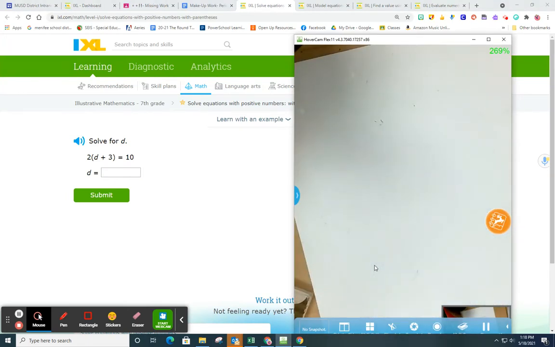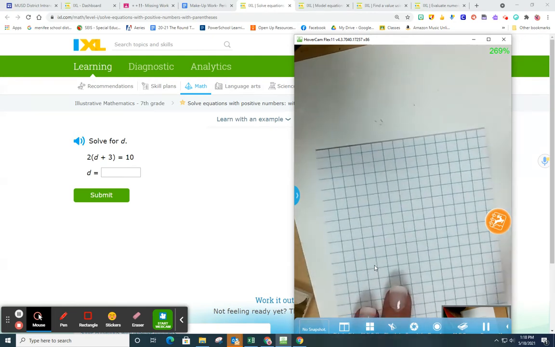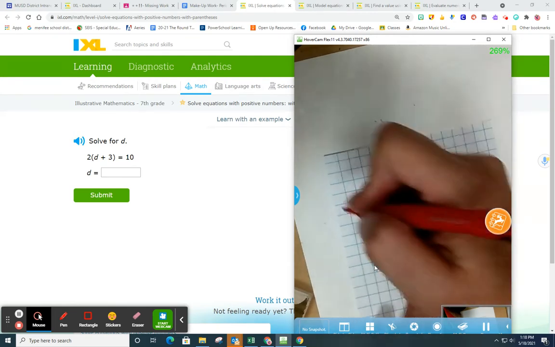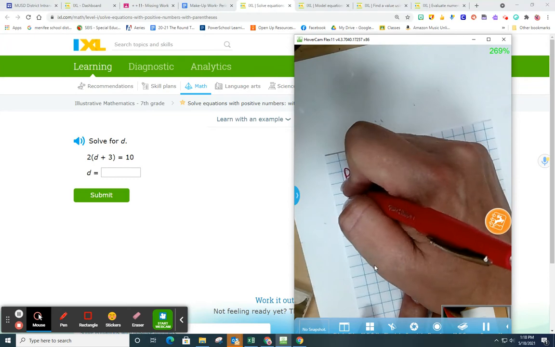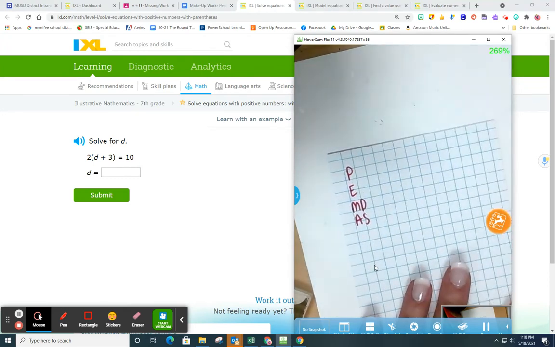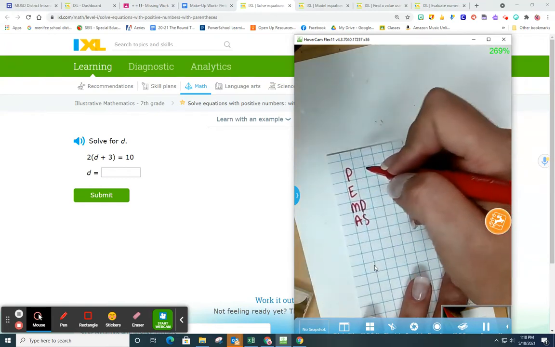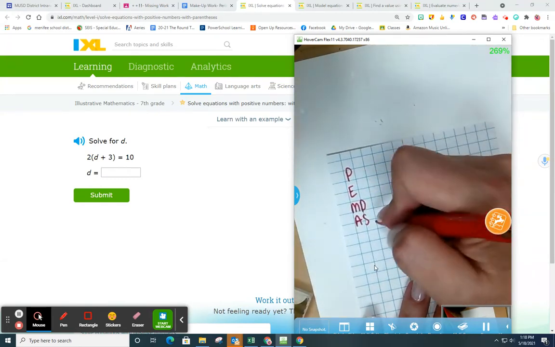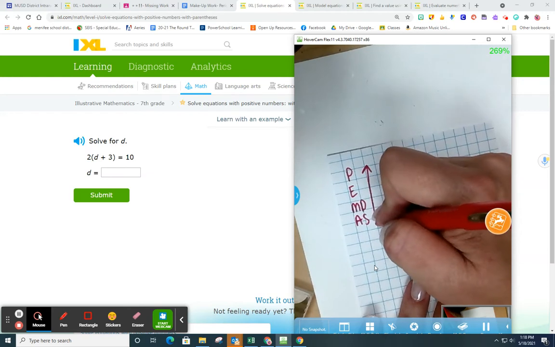Okay, this one is an example of solving equations with positive numbers. And this is just another opportunity to use our order of operations. We always have to follow that. I always just kind of start off myself reminding myself of that. And remember, when we're solving with variables, we do that in reverse order, okay?